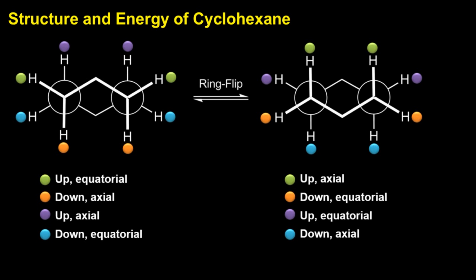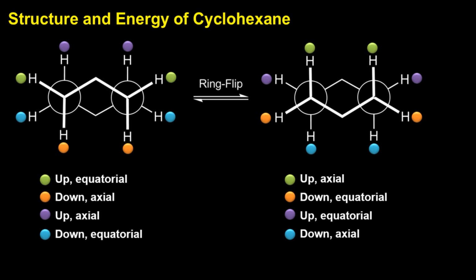Seeing a ring flip through Newman projections really reinforces a key idea. Chair forms aren't static. They're constantly switching between two equally stable shapes. And that also tells us something important. Axial and equatorial positions are interchangeable, which becomes especially useful when we analyze substituted cyclohexane molecules.